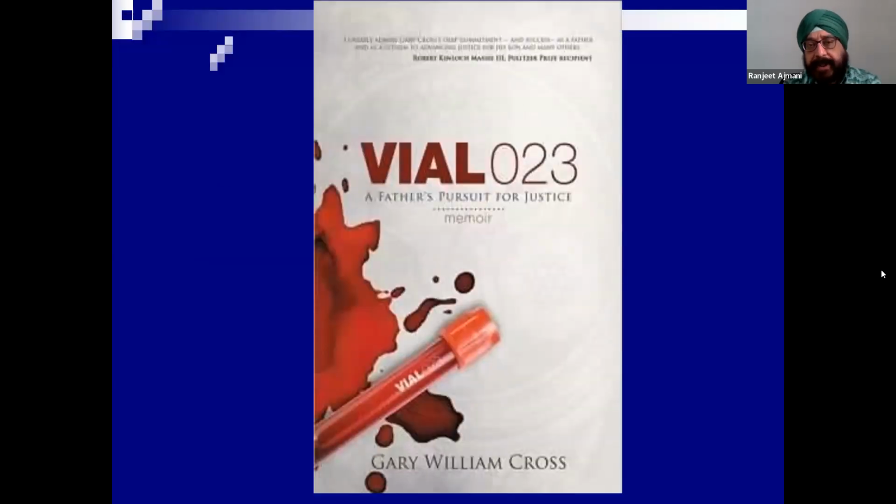So this is a very important book called Vial 023. This book is written by Gary William Cross. It is a memoir to his son who died of HIV in North America in, I think, the early 90s, when the outbreak happened from the use of anti-hemophilic factor 8 in the treatment of hemophilia. And unfortunately, his son Brad contracts the HIV.